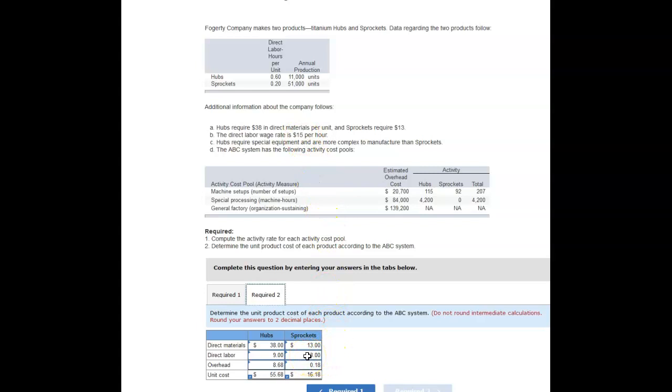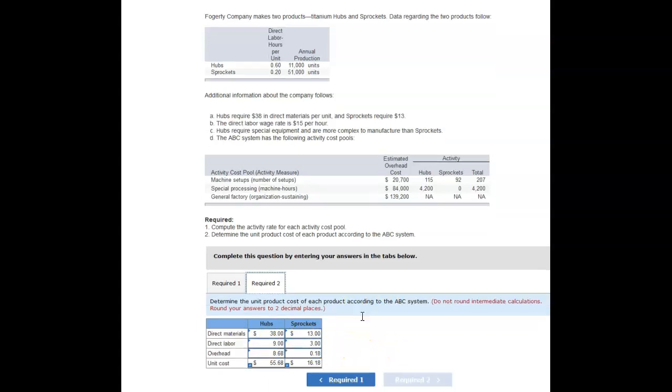So you can see sprockets take fewer minutes, I should say. And so the cost we're going to allocate per unit for sprockets for direct labor will be a lot less than what we do for hubs. So it's all based on how many hours you use. 0.6 of an hour, 0.2 of an hour. So you allocate a lot less of the direct labor cost per hour to sprockets compared to hubs.